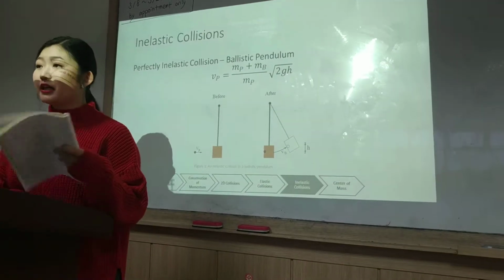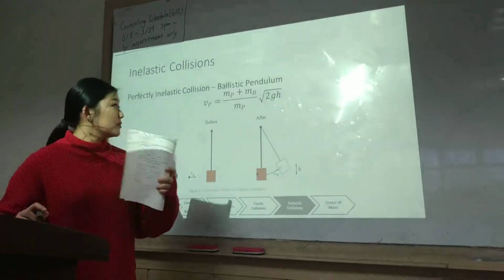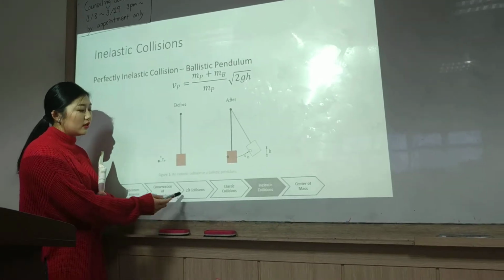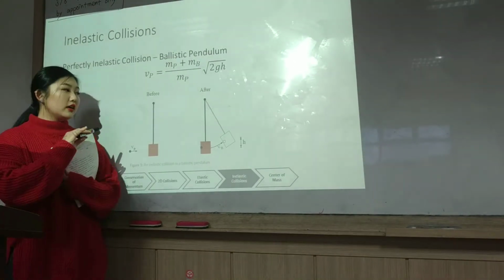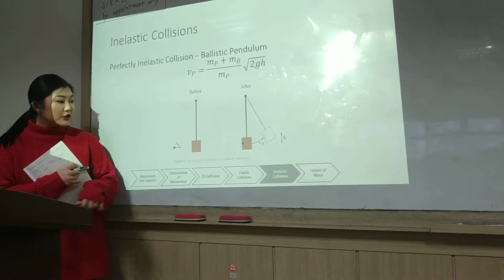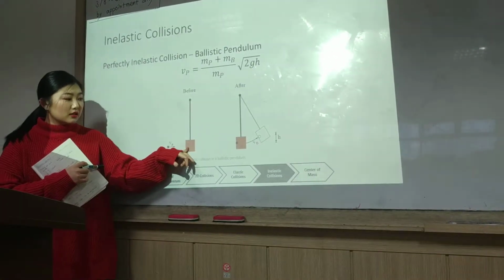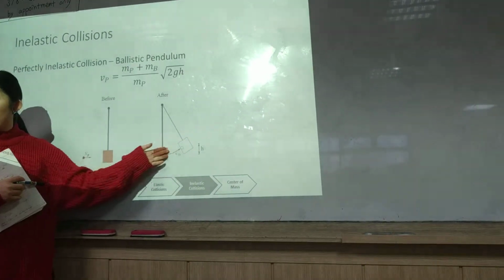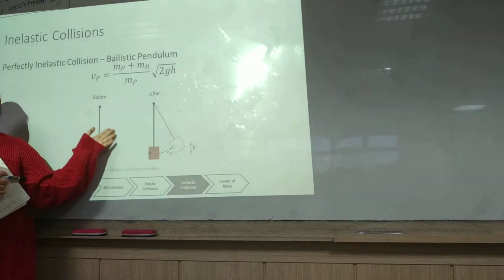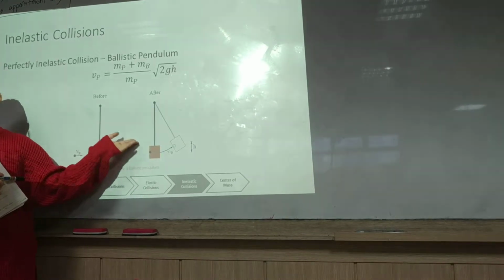A ballistic pendulum. So a ballistic pendulum is one where you have a block of wood hanging on a string that is completely immobile, it's at rest, and then you have a bullet that is shot towards the block that embeds itself into the block and moves the block. And the block eventually moves in like a pendulum motion. You guys know what a pendulum is, right?